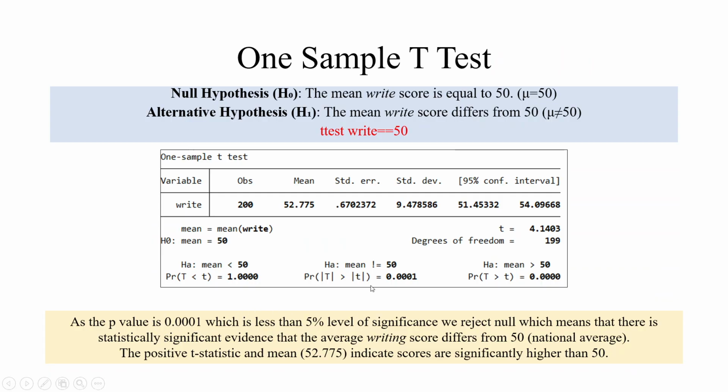As the p-value is 0.001, which is less than 5% level of significance, we reject the null, which means that there is statistically significant evidence that the average writing score differs from the 50 national average. Now it can be on both sides. It can be less also and it can be more also. But this positive t statistic and the mean 52.775 indicate scores are significantly higher than 50. So the sample mean is higher than the population mean.